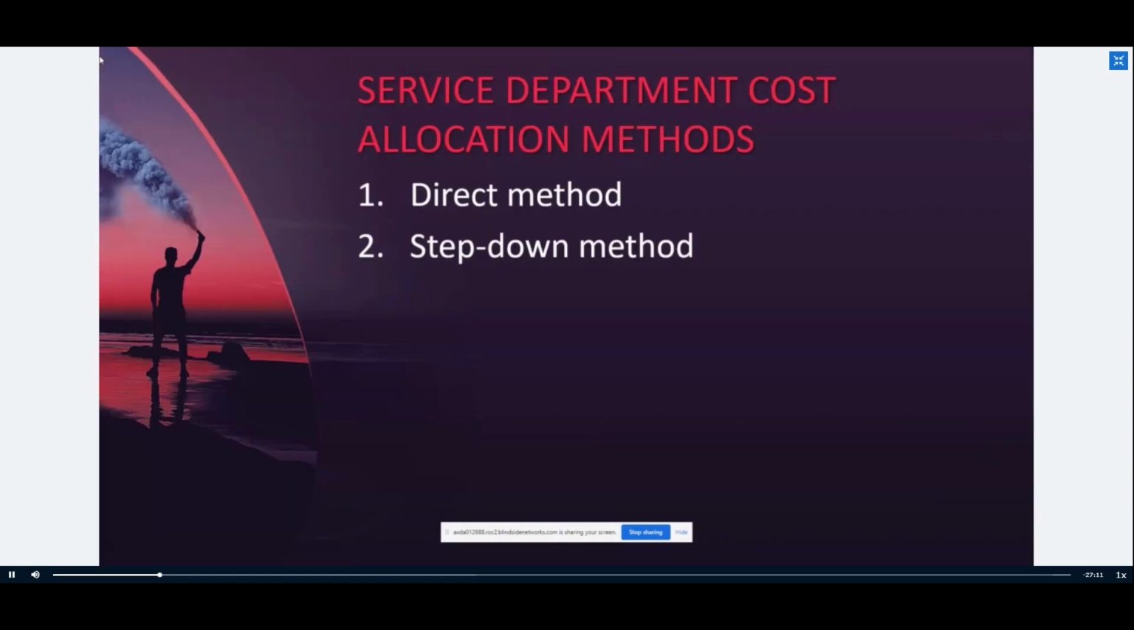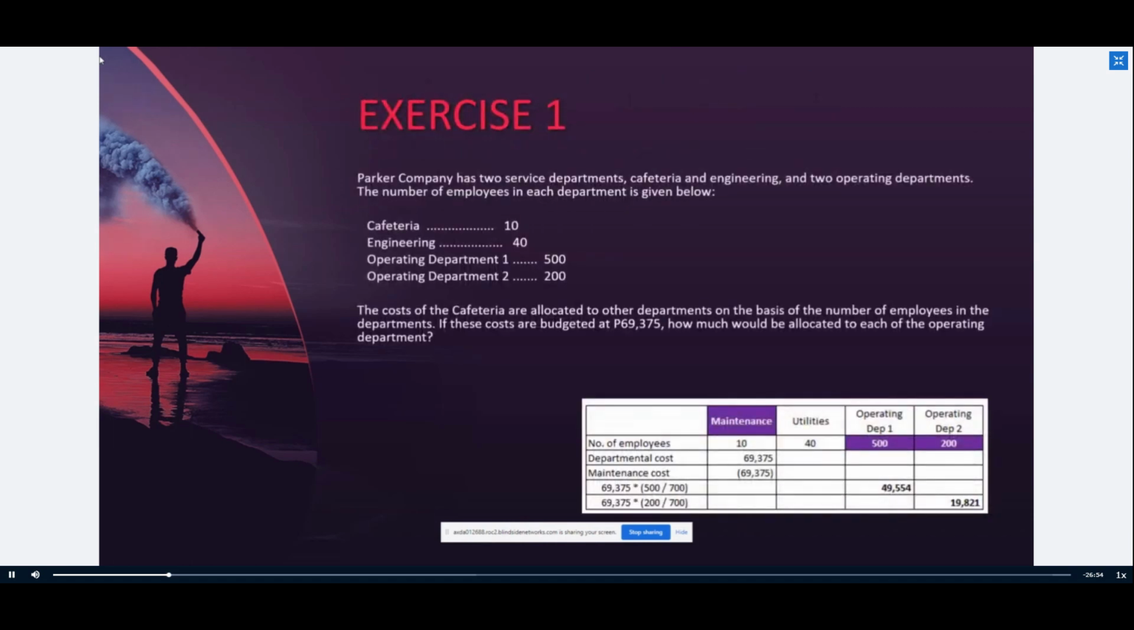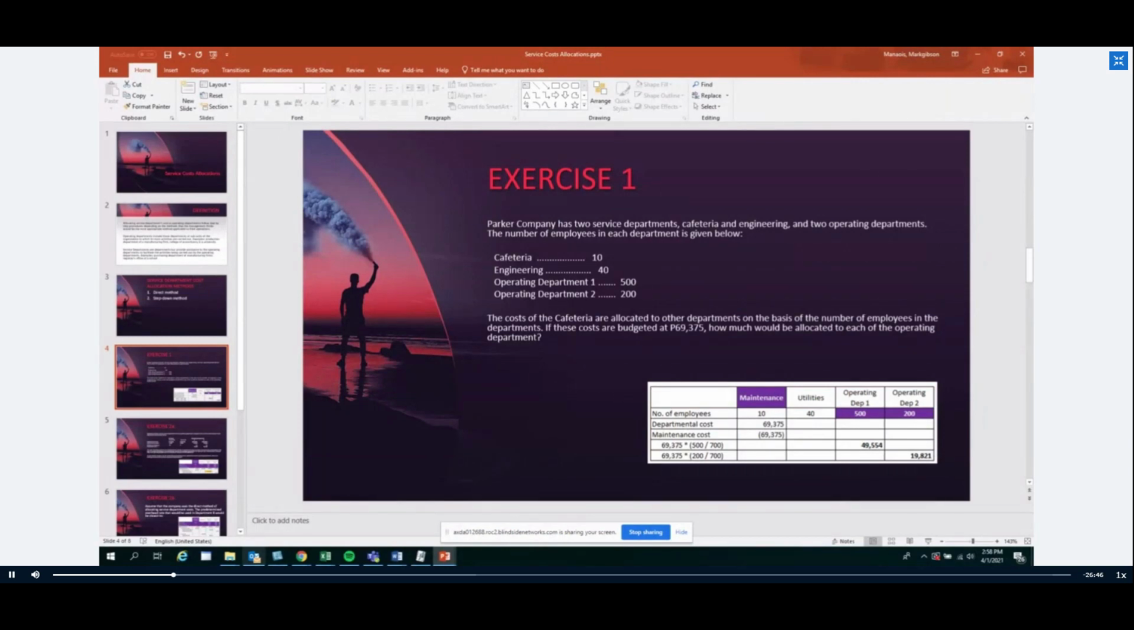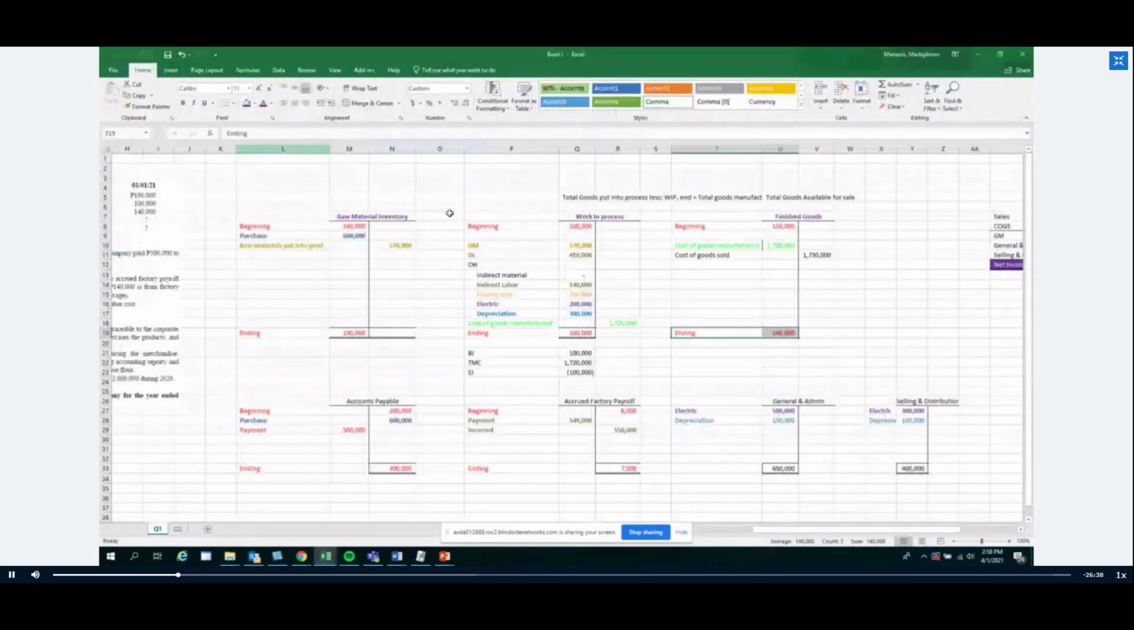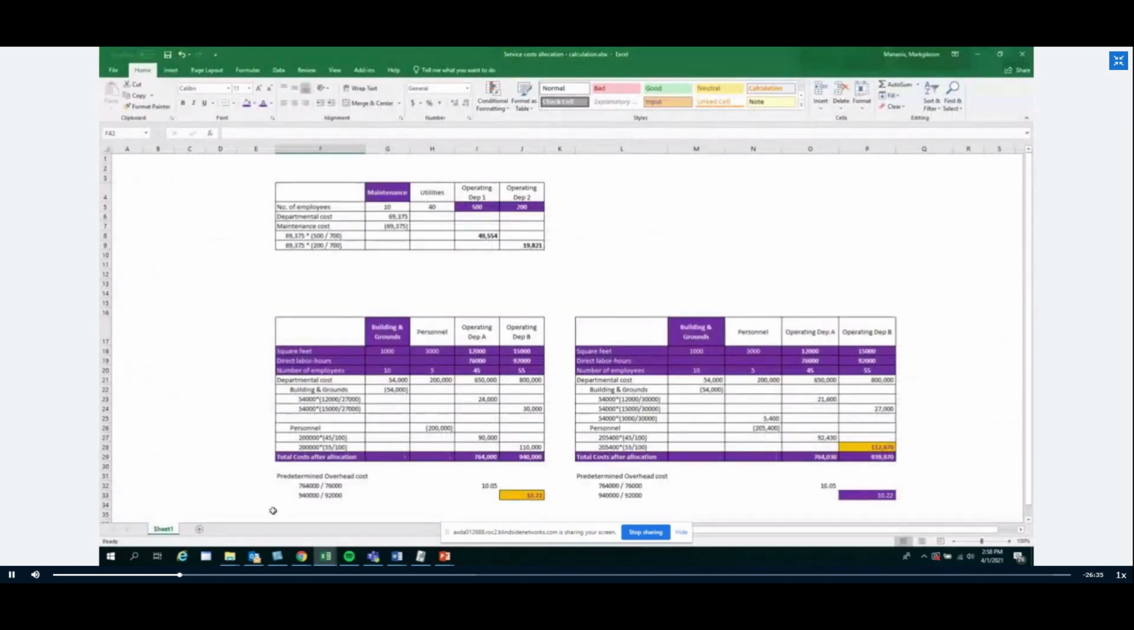Okay? So, there are two methods of allocating service department cost. First, the direct method, and second, the step down method. So let's proceed to the exercise, class, so it is easier to understand. I already gave the answer there, but we will go through it one by one by looking into the calculation. So, get ready. Let's first discuss the problem.